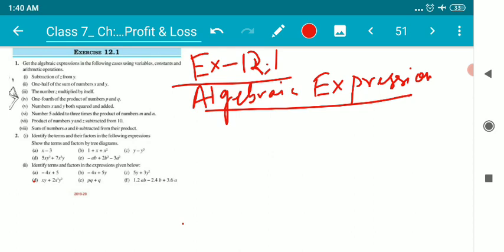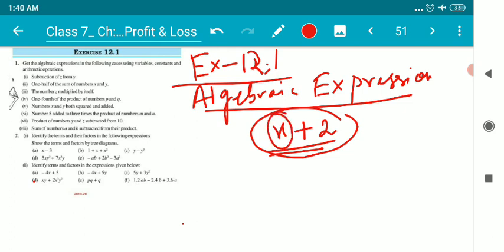Constants means numbers. For example, children, I have written x plus 2, which comprises x and 2 both. Here x is the alphabet or variable, what we call a variable in mathematical terms, and 2 is the constant. So what is x plus 2? We don't know. If I give you the value of x, suppose the value of x is 1, you can easily figure out the answer. It will be 1 plus 2 is equal to 3.